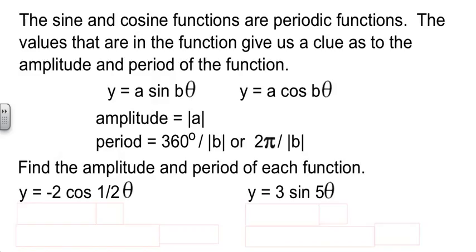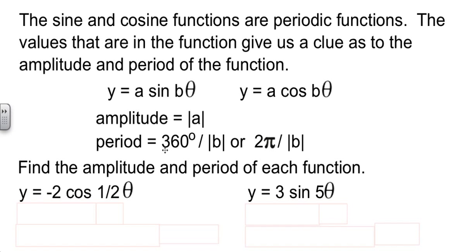Now, among the periodic functions that we know, sine and cosine are the big ones. They're the ones we're going to work with the most. The values that we see written in the function tip us off to things about the amplitude and the period. Whether we're looking at a sine b theta or a cosine b theta, either way, the amplitude is going to be the absolute value of the a number, whatever number's in front of the trig function. The absolute value of that is your amplitude.